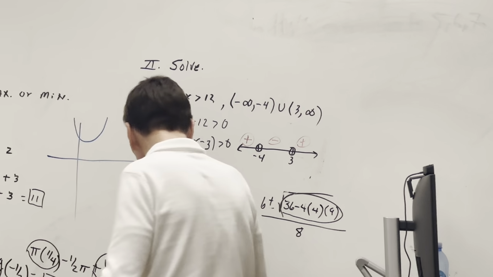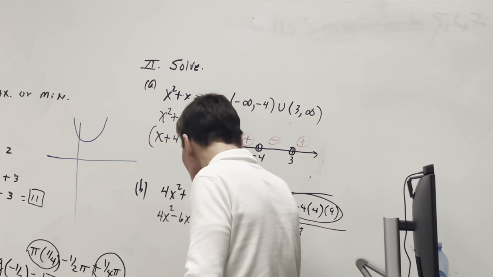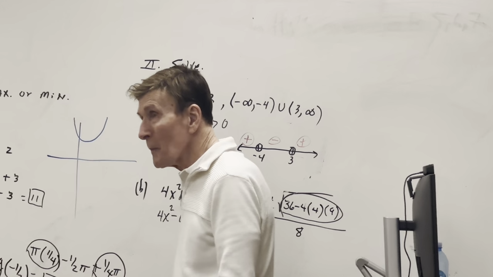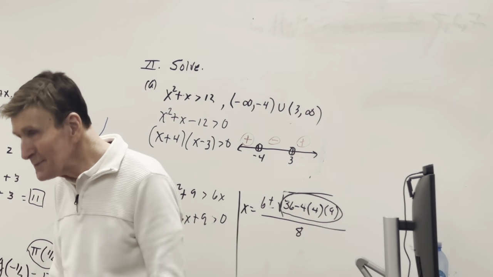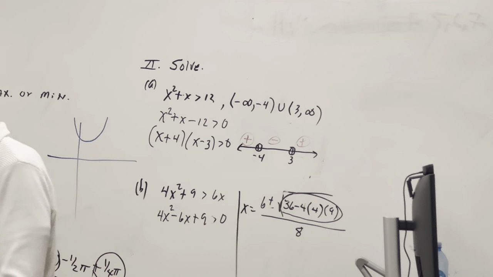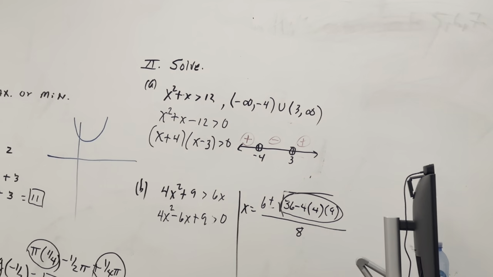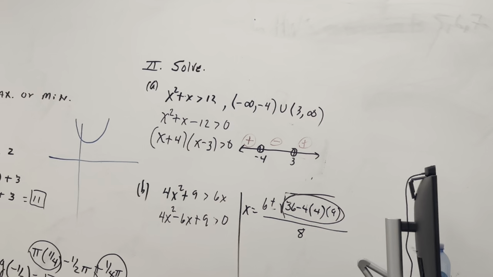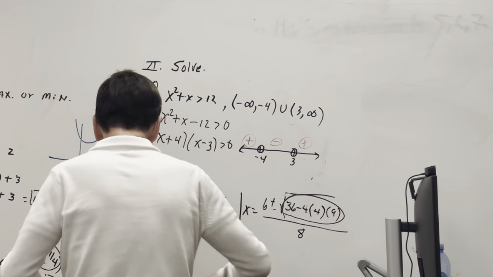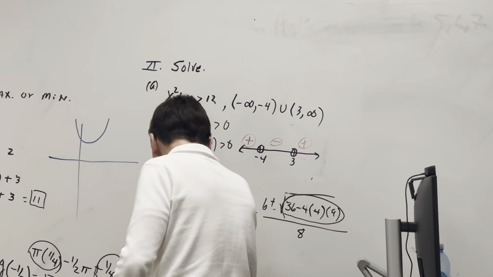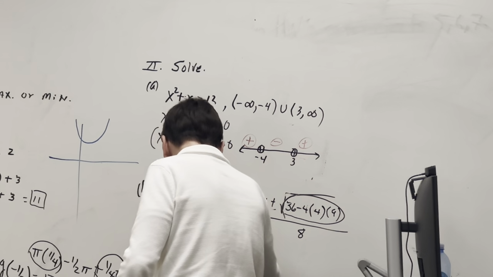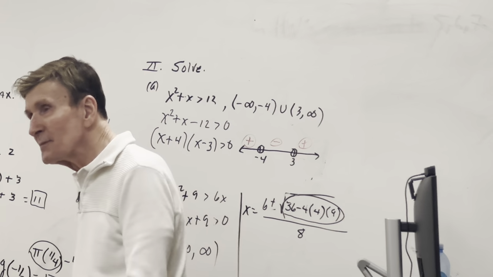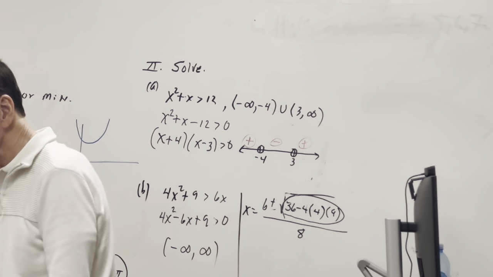The question is, when is that graph above the x-axis? Always. So it's just always. Therefore, the answer is not no solution, but what? All real numbers, negative infinity through positive infinity. It's always above the x-axis. Now, that was one I had to bring in and discuss.